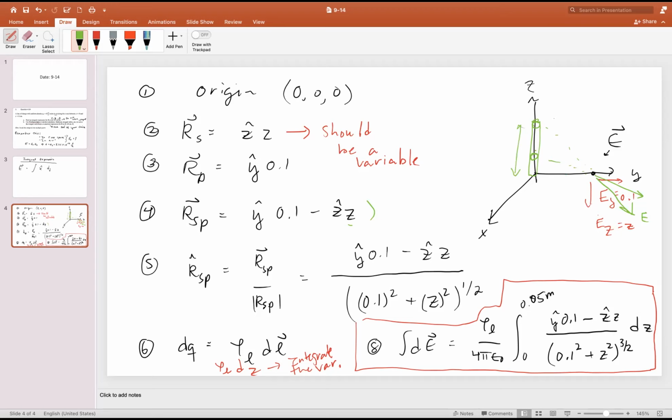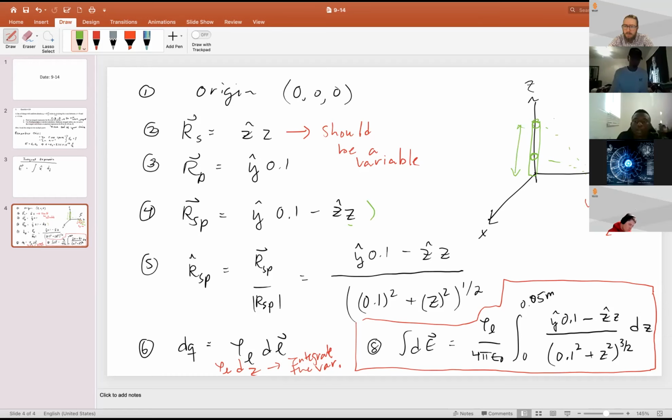Depending on where we are in this line charge, the electric field due to this part of the charge is going to have a positive y component and a negative z component. So this is that final answer for B. I'll leave it to you to go into Wolfram and do this integral and get to the final solution. Sorry, do we have a question?